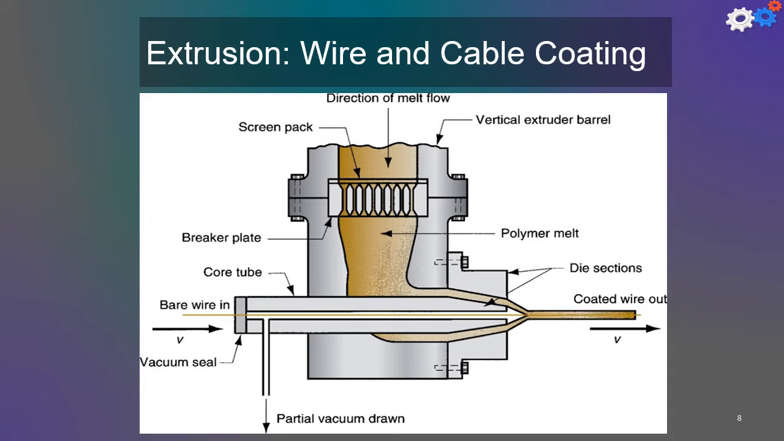In wire and cable coating, a polymer melt is applied to a bare wire as it is pulled at high speed through a die. The wire will provide rigidity during the cooling. The product is wound onto large spools at speeds up to 50 meters per second.